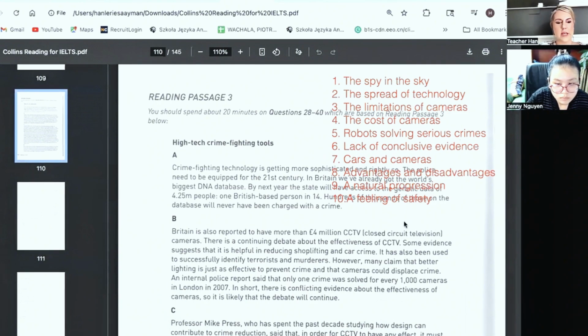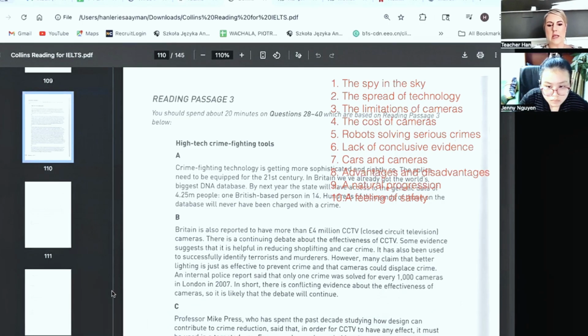A feeling of safety. What about, they say here, Britain is also reported to have more than 4 million CCTV, closed circuit television cameras. There is a continuing debate about the effectiveness. Some evidence suggests that it is helpful in reducing shoplifting and crime. It has also been used to successfully identify terrorists and murderers.